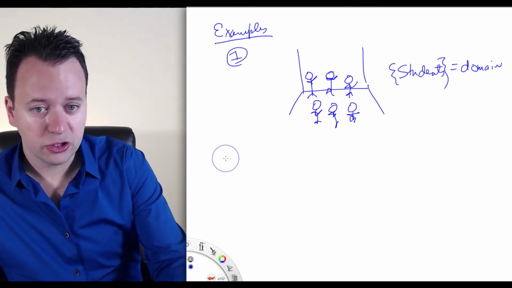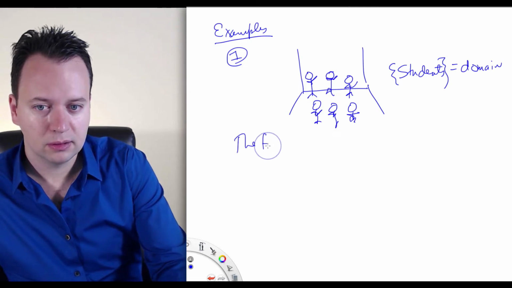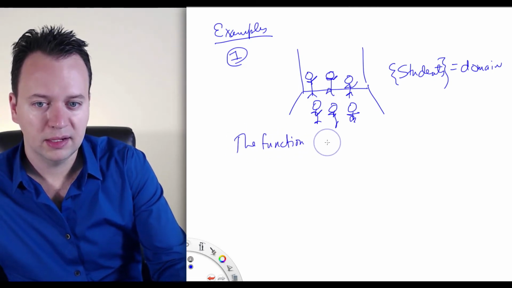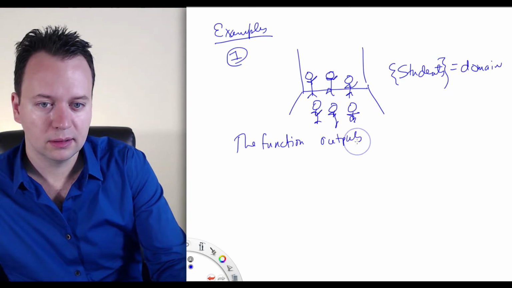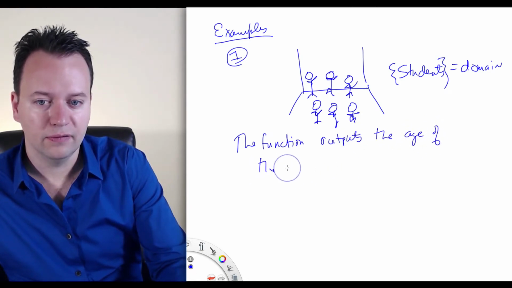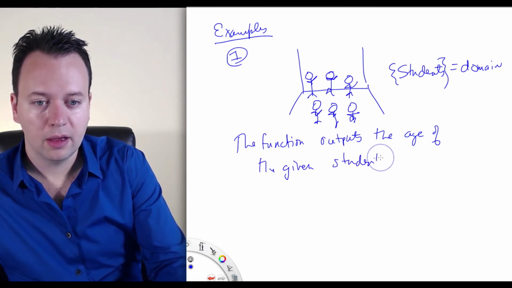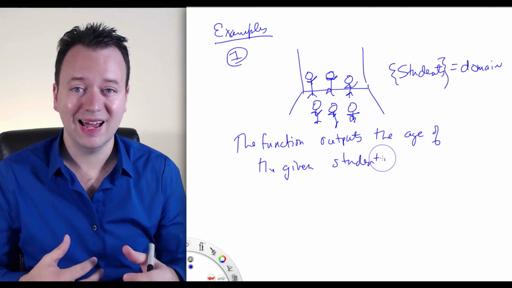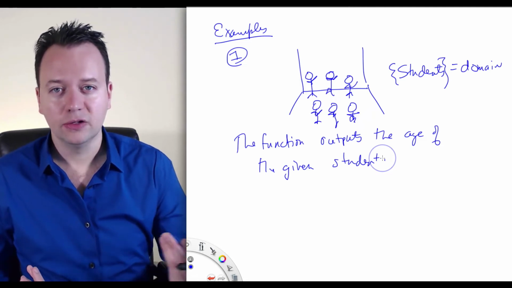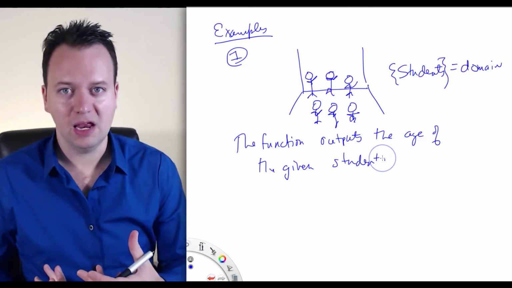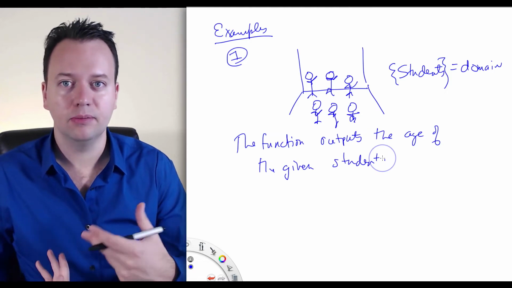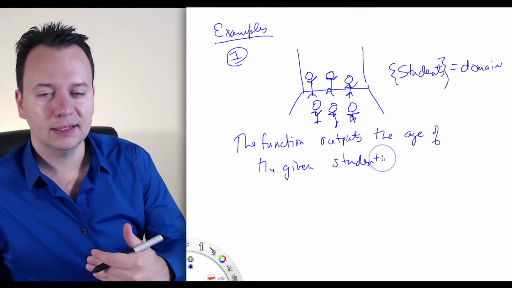And what the function is, the function basically outputs the age of the given student. So there's a rule that assigns a unique number to every element of the domain. Every element in the domain, which is simply the students in the classroom, is assigned a unique number.